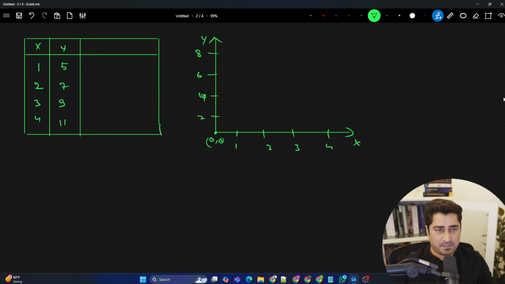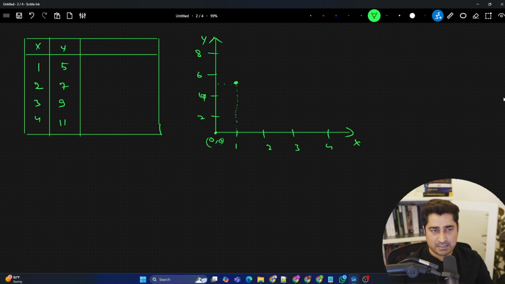So now if I have to represent this first data set, 1 and 5, so x is equal to 1 and then y is equal to 5. So 5 will be somewhere over here and 1 is here. So 1 and then 5. So maybe my point will be here. So this is my point number 1, data number 1.